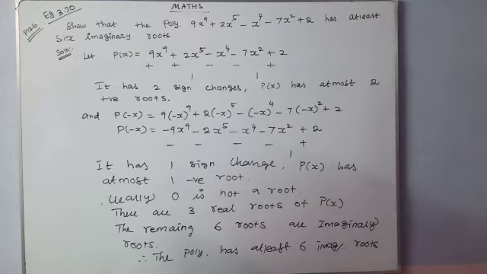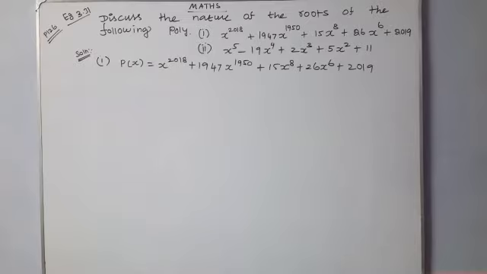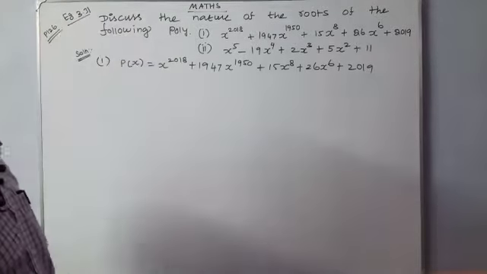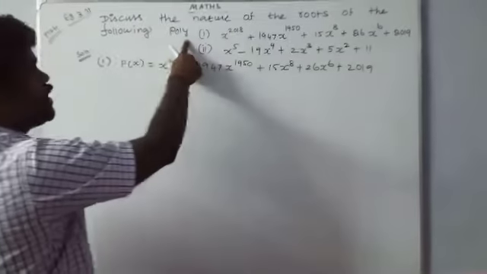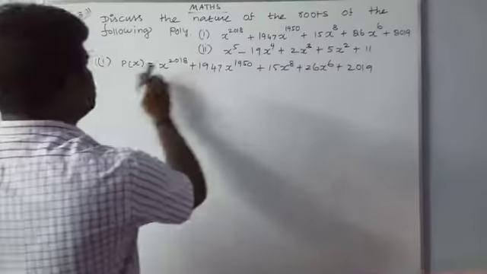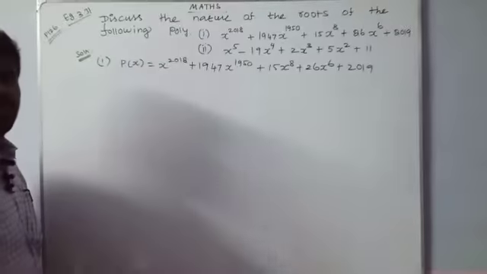Refer to the sum and we go to another one. Okay, we discuss another one. Example 3.31. Discuss the nature of the roots of the following polynomials. First polynomial and second polynomial. We want to take the first polynomial p of x.